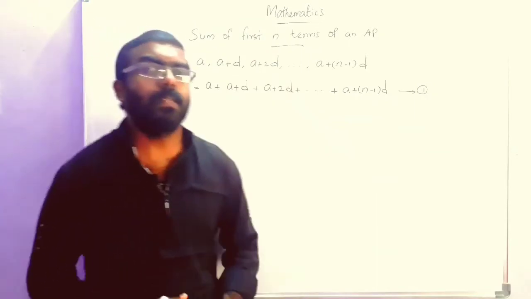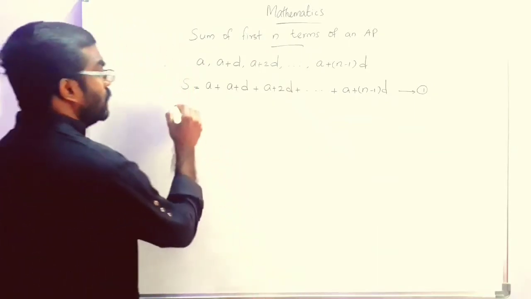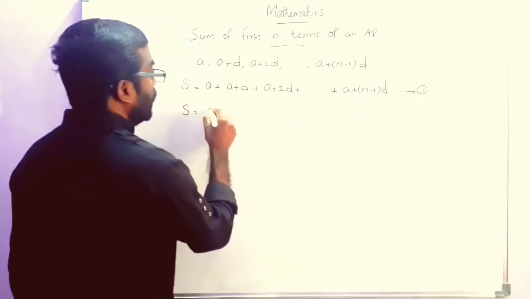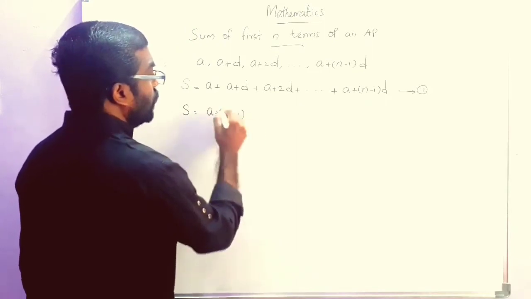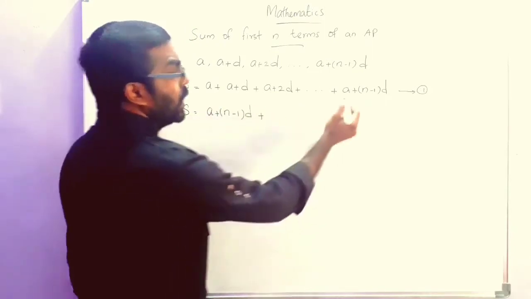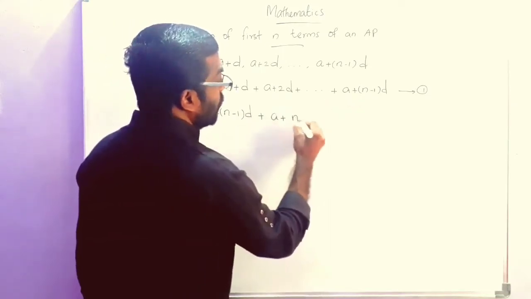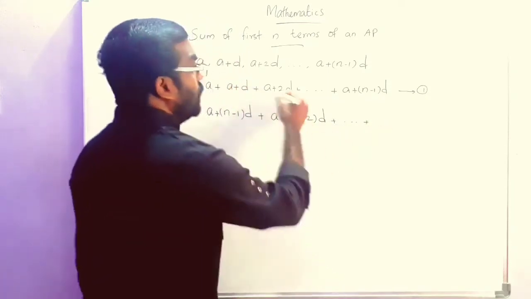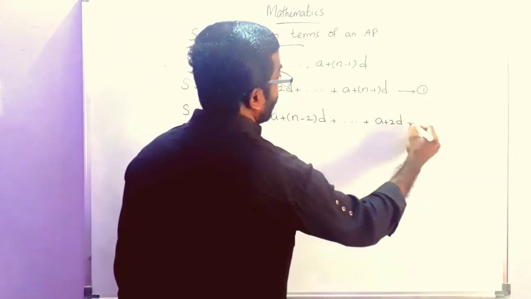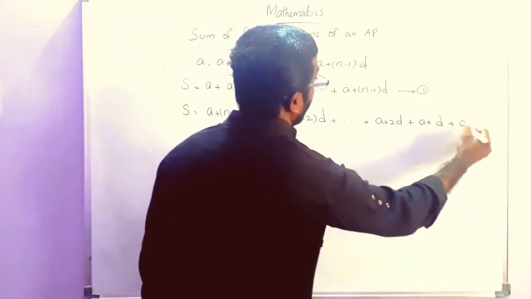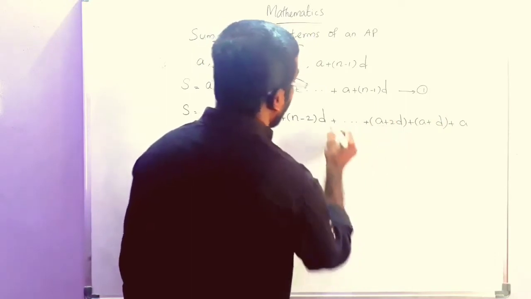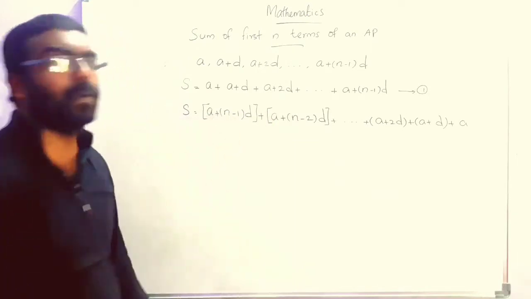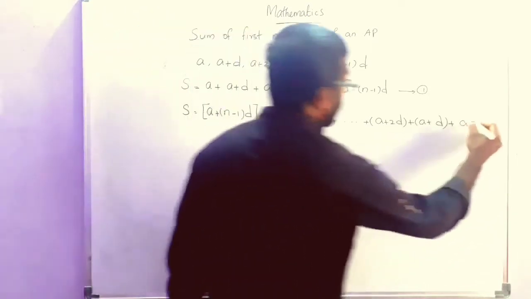Okay, now rewriting the terms in reverse order, this can be written as S is equal to, let's write the last term, A plus n minus 1 into D. Then plus, here the preceding term is A plus n minus 2 into D, plus etc. Then A plus 2D, A plus D and A. Here I rewrite the terms in the reverse order. Take this as equation number 2.